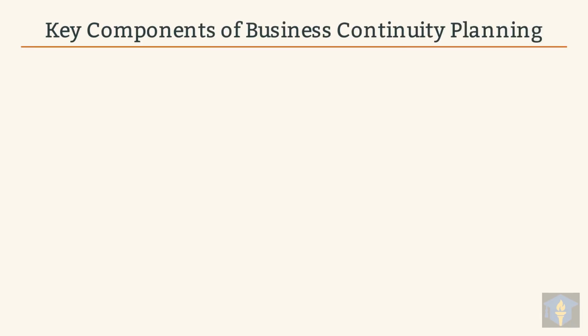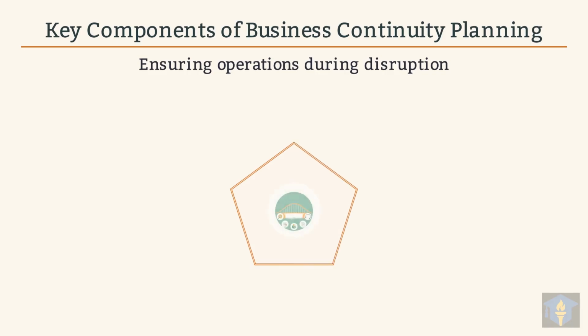Let's explore the key components of business continuity planning, which is essential for organizational resilience. This planning ensures your business operations can continue smoothly, even when facing significant disruptions. First, we conduct a business impact analysis, or BIA, to understand critical functions. Here, we identify critical business functions and assess the potential impact if they are disrupted.